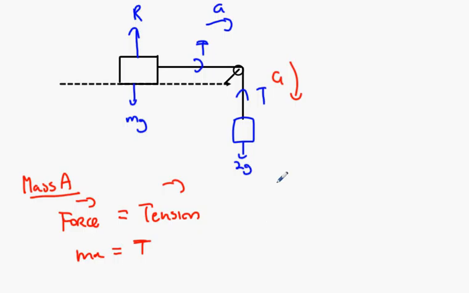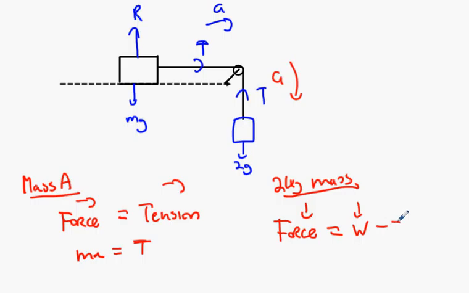Then we have the 2 kilogram mass, which ends up with force going downwards equals weight going downwards minus tension going upwards. Its force is 2 times acceleration, which equals 2g minus T. We'll solve what acceleration is.